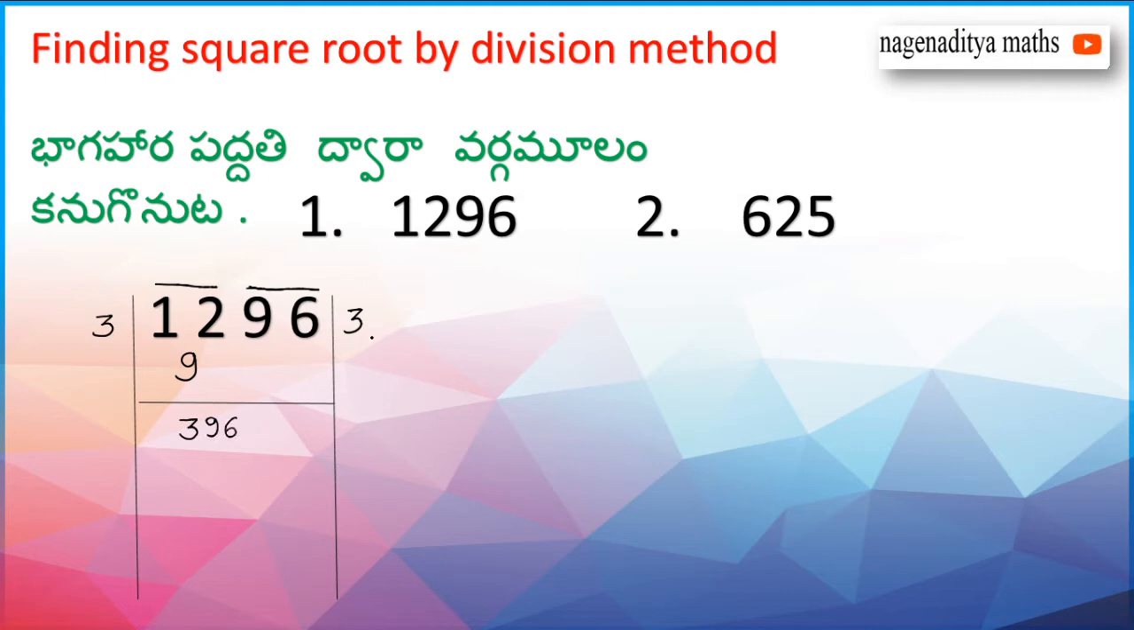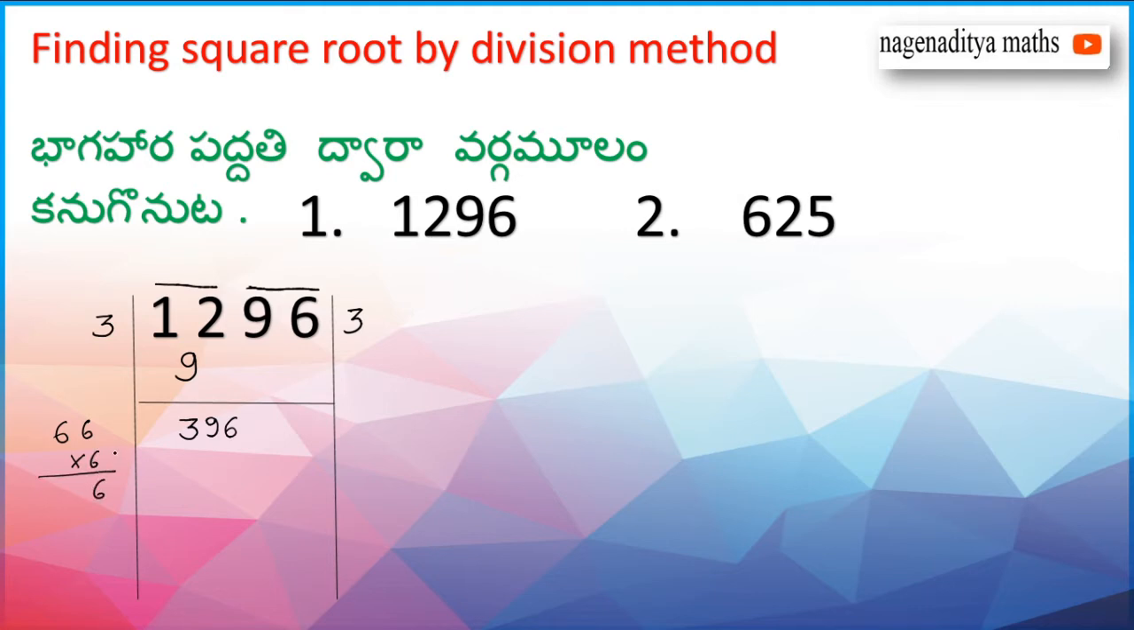Now we have to multiply. On the right hand side we have 3 here, and every time we multiply this number by 2. So 3 2s are 6. So we write 6 here. Now we have to put a digit here such that if we multiply the total number by the same digit, we will reach this number. So I will take 6. See, if I multiply 6 by 6, what will we get?